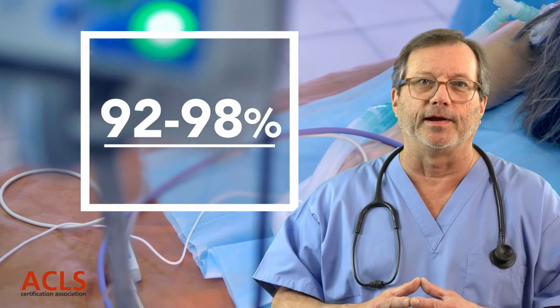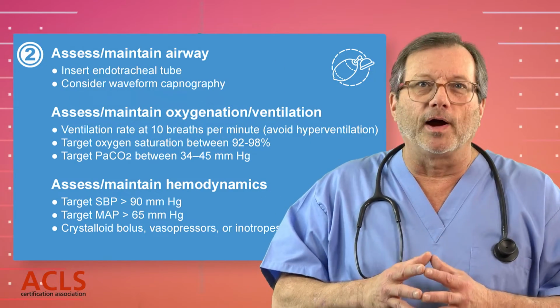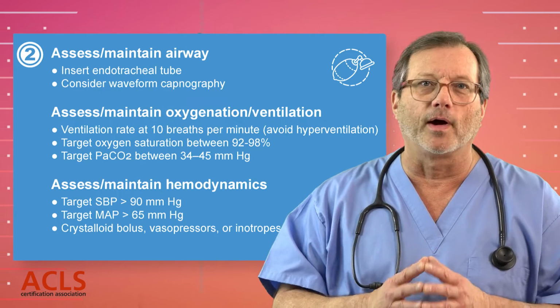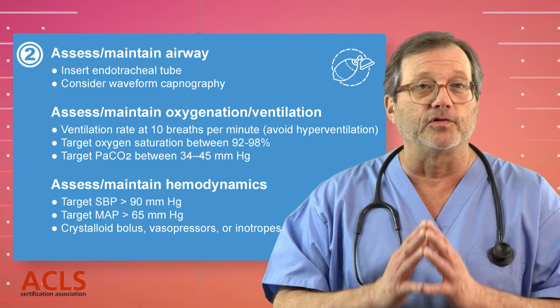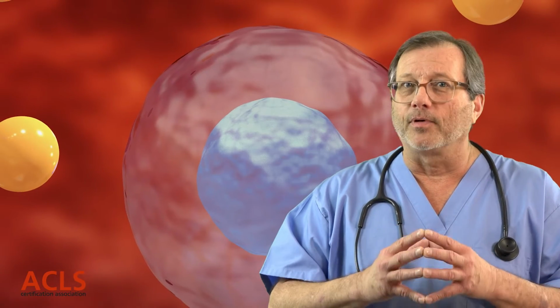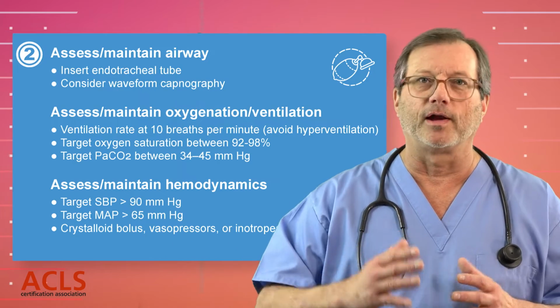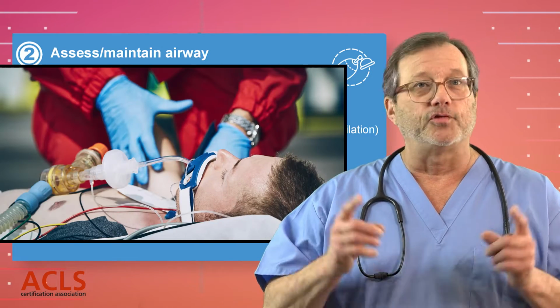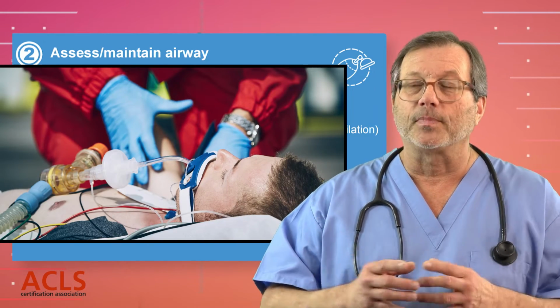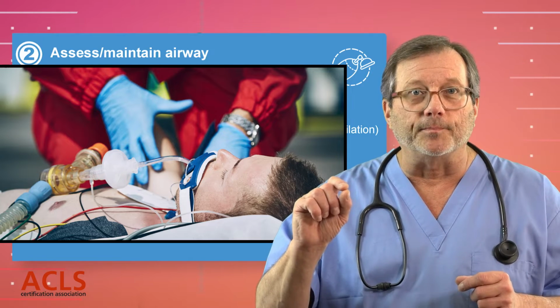between 92 and 98%. Hyperoxia was associated with very poor outcomes with patients post-ROSC. Hyperoxia leads to the release of free radicals and it literally destroys brain cells. So we have to throttle back that oxygen. Check the tube, make sure the tube is good. Make sure it's positioned properly.